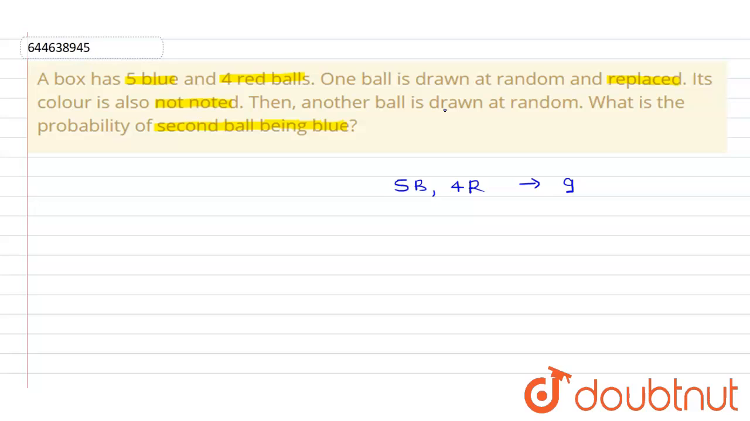Now we need to find the probability of getting a blue ball in the second drawing. Now it will be simply the number of blue balls divided by the number of total balls, which is, let's say, n of S, and this is nothing but equal to 5 by 9. This is our probability of event E. Let's say the probability of event E, where E represents getting the second ball as a blue ball. Therefore 5 by 9 will be our correct answer in this particular question.